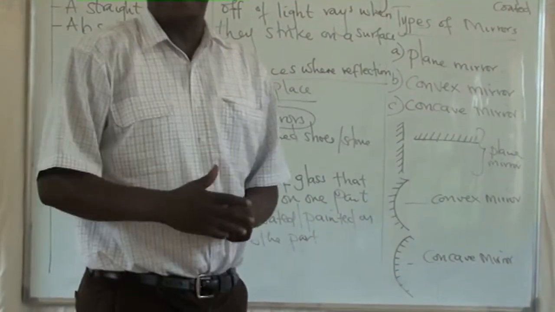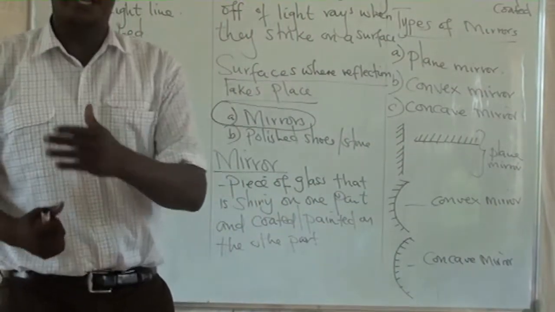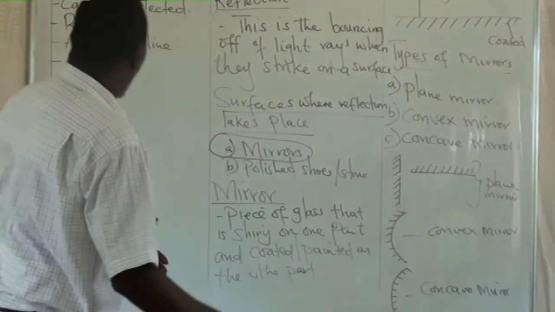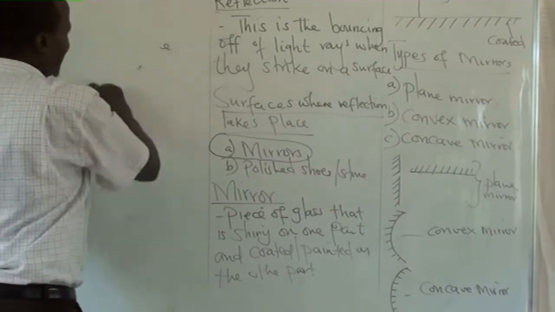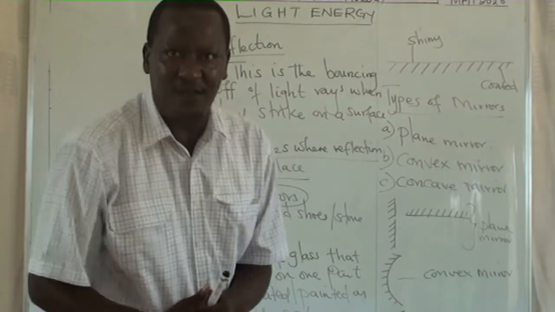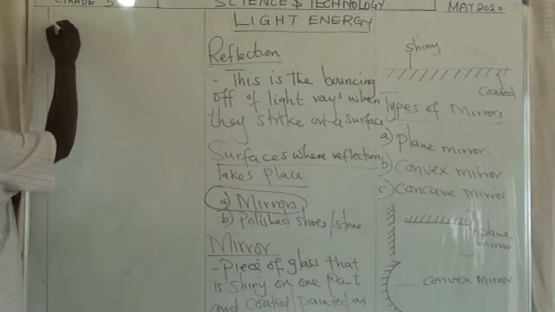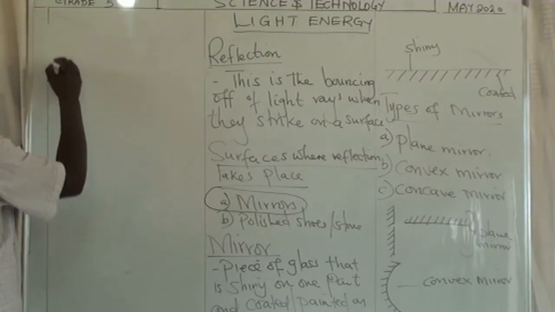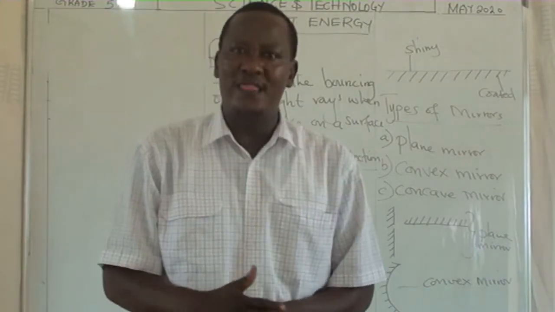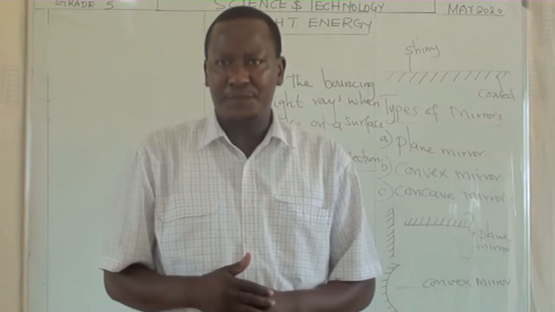We have the 3 types of mirrors as we have said: 1, 2, 3, plain, convex, and concave mirror. Now, class, knowing the 3 types of mirrors, I would like us to look at how the light rays behave when they strike on these mirrors. So in the next lesson, we shall discuss how the light rays behave when they strike on a plain mirror.